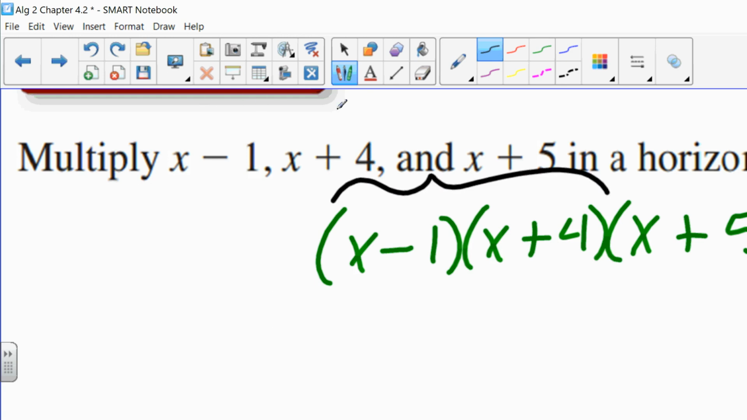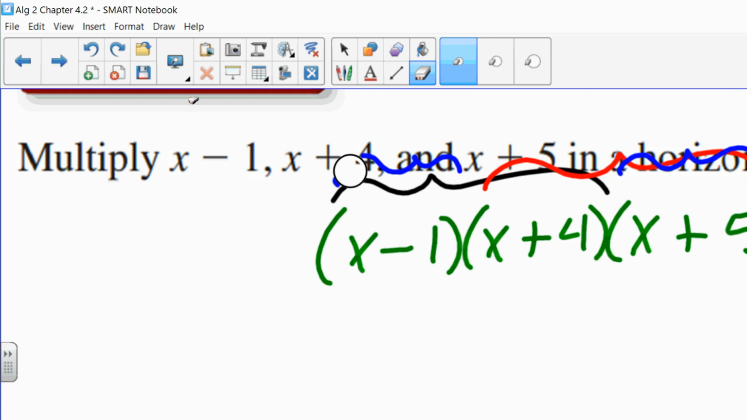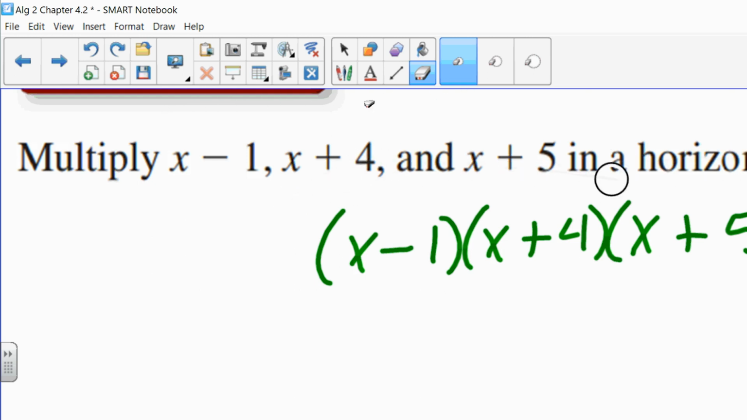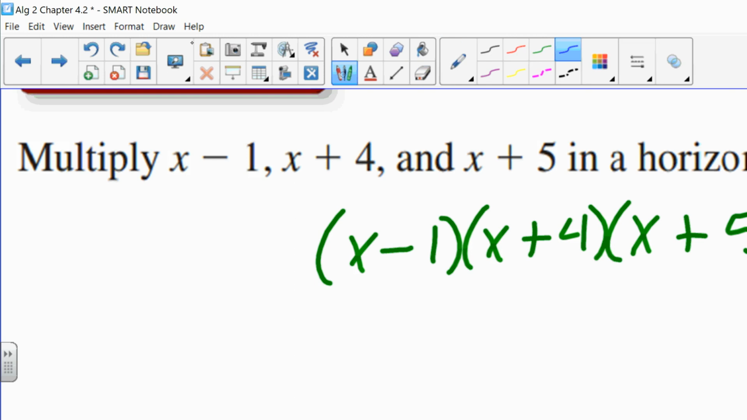So I could multiply these 2 together first, or I could multiply these 2 together first. Or if I wanted to be a little bit weird, I could multiply this one and this one together first. I really wouldn't stick with the ends because that makes it a little bit challenging jumping around the middle one. But it really doesn't matter which 2 we multiply together first. I'm just going to multiply the first 2 since they're the first 2.